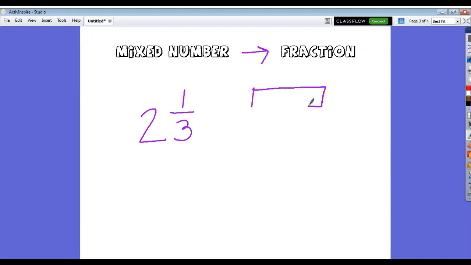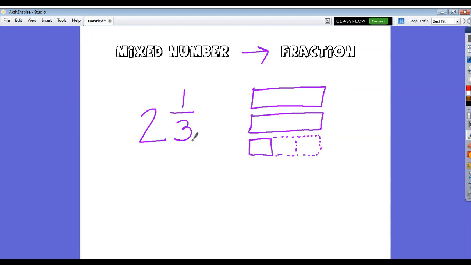So if I were to draw a picture of this mixed number, here would be one whole, this would be two wholes, and then I would have about 1/3, and I can draw just the imaginary other 2/3 that would be part of this to show you what the whole would look like, okay? So here's my 1, 2, and 1/3.